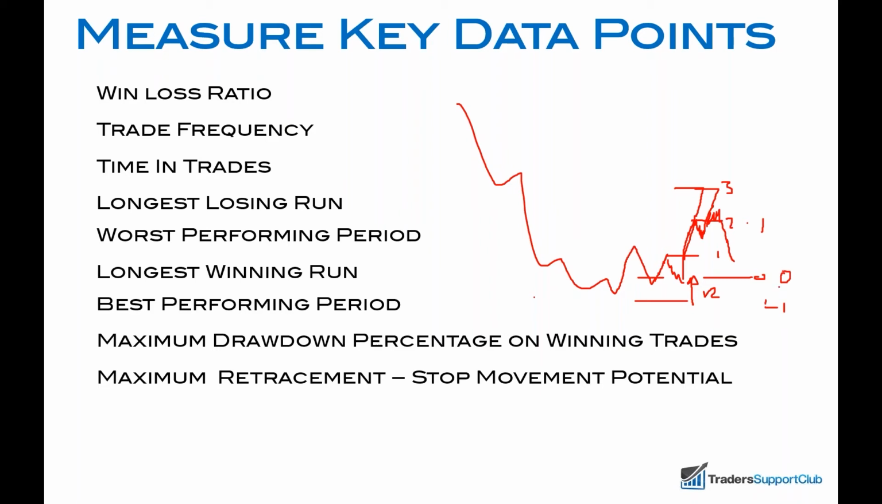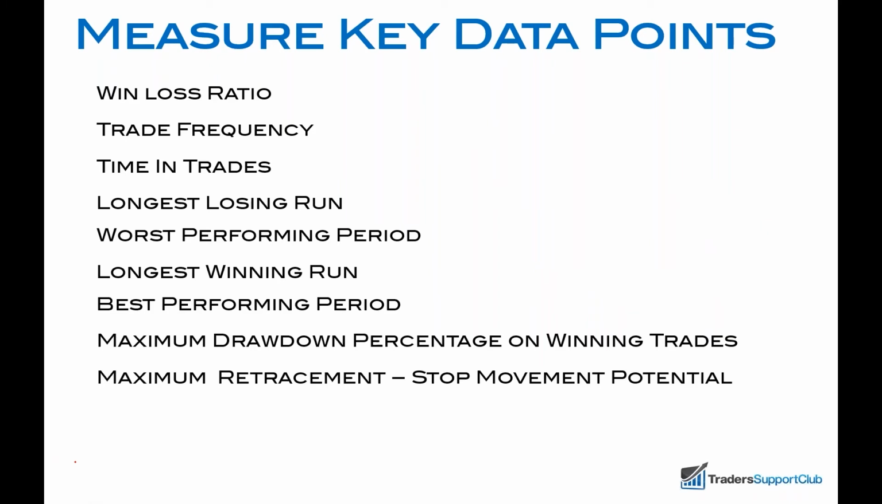So my stop movement potential was not at 1 for 1. My stop movement potential was actually at 2 for 1. And that was the key point for me. So that can be the difference between creating more risk, thinking you're being safe, and actually enhancing your trade's profitability.